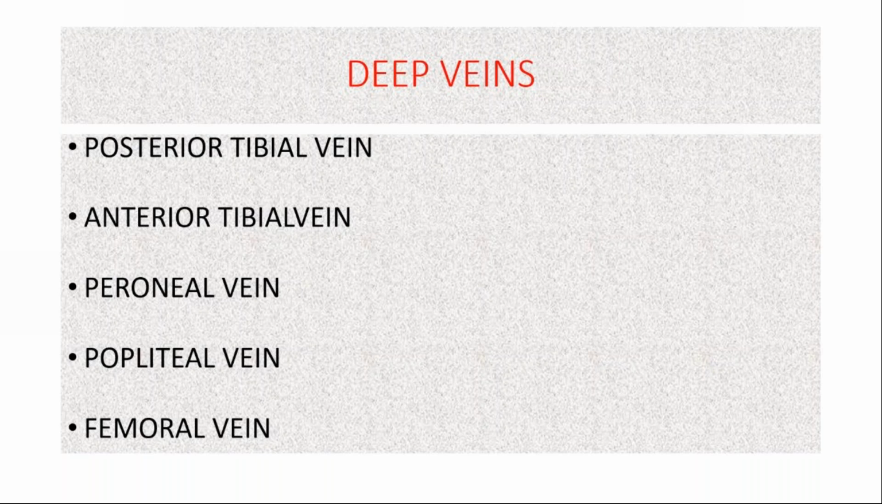Now, the veins accompanying these arteries are deep veins which are ascending upward. So we have the femoral vein, the popliteal vein, the peroneal vein, the anterior tibial vein, and the posterior tibial vein. So the posterior tibial vein accompanies the posterior tibial artery, the anterior tibial vein accompanies the anterior tibial artery, the peroneal vein accompanies the peroneal artery, the popliteal vein accompanies the popliteal artery, and the femoral vein accompanies the femoral artery.